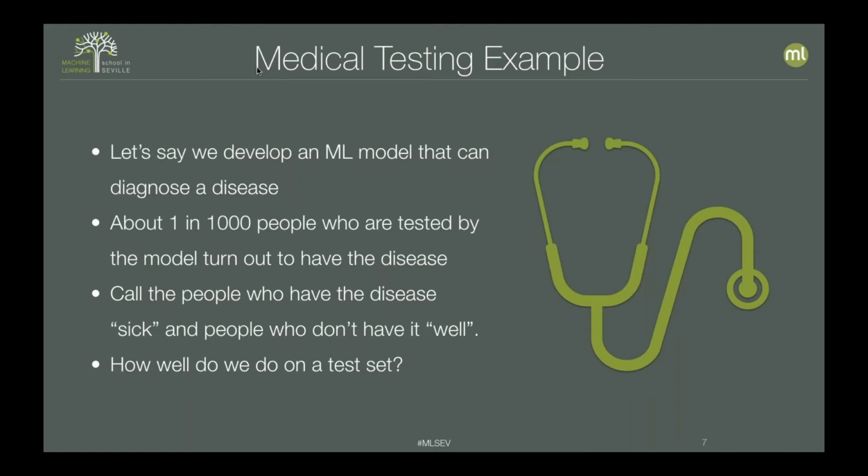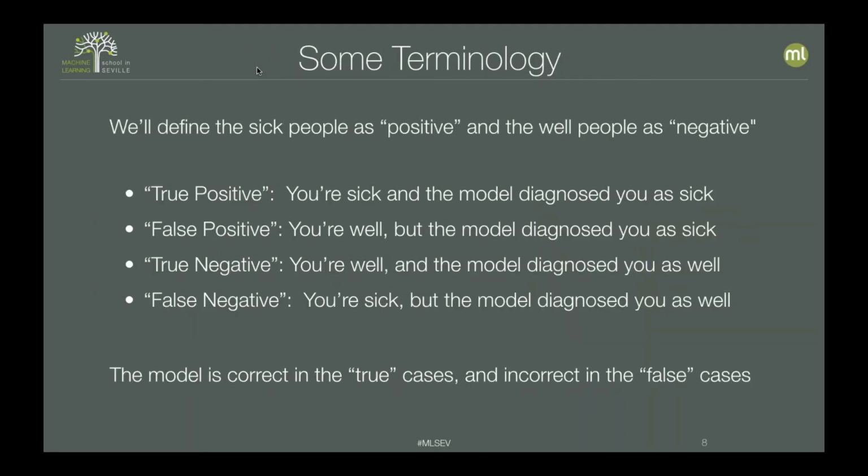Let's call the people who have the disease sick, just for purposes of vocabulary here, and let's call the people who don't have the disease well. So how well are we going to do when we make these predictions on a test set? First, let's define a little bit of terminology. In this terminology, the sick people are positive and the well people are negative for the test. And we're going to define 4 classes of result that can arise from your prediction.